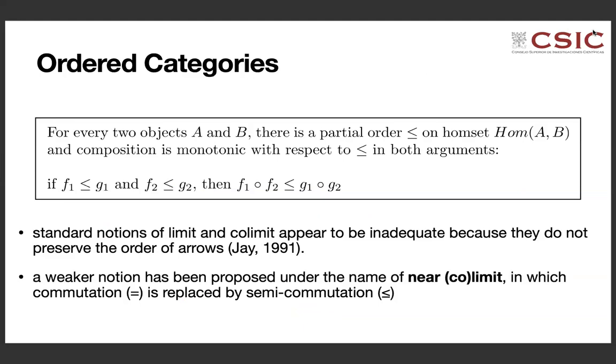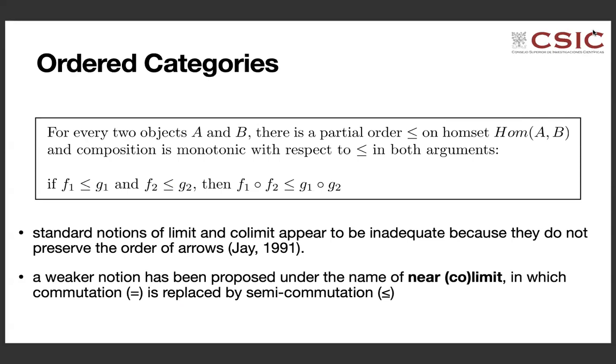If we move to ordered categories, and we think now that we have certain order on arrows, so that we can talk about arrows that project more or project less into the blend, and therefore we have some order on them. Then, if we use the standard notion of limit and colimit in ordered categories, it seems to be an inadequate notion, because one of the properties that limits and colimits have in ordered categories is that they don't preserve the order of arrows. And that's why a weaker notion has been proposed in ordered categories. There are several names in the literature. I settle with the name that Jay was suggesting, which is near colimit or near limit, where the notion of commutation is replaced with semi-commutation using the partial order of the ordered category.